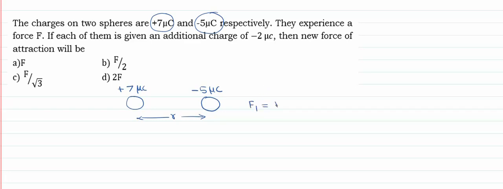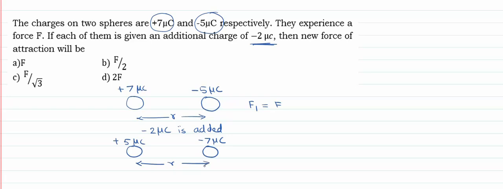So F1 is equal to F. If each of them is given an additional charge of minus 2 microcoulomb, so minus 2 microcoulomb is added to both. If you add minus 2, the first one becomes plus 5 microcoulomb and the second one becomes minus 7 microcoulomb. Then the new force of attraction is asked. He is not changing the distance, so R is the same. Here also you can say F is proportional to Q1 into Q2.